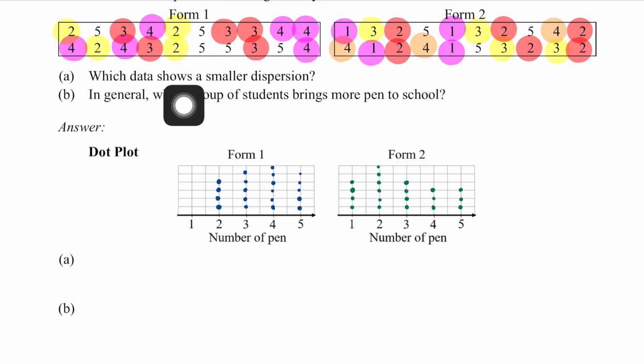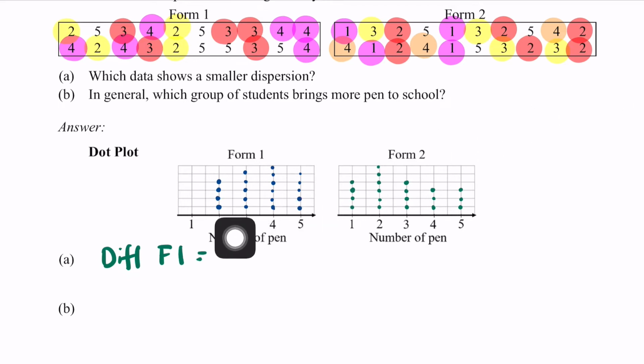Which data shows a smaller dispersion? Maksud dia kita nak difference yang lebih kecil lah. So kita kena kira lah dulu dia punya difference. So difference Form 1. Highest berapa highest? Highest 5 lah. Ada 5 pen. So 5 minus lowest is 2. 5 minus 2 is 3.